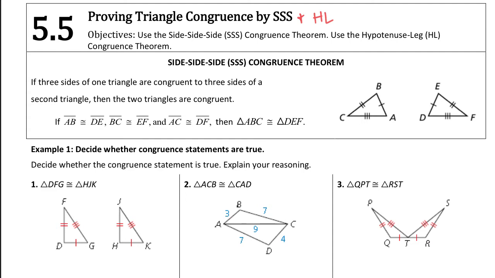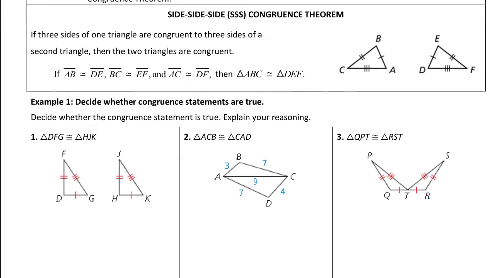The next shortcut, called side, side, side, states if 3 sides of one triangle are congruent to 3 sides of a second triangle, then the triangles are congruent. So if AB is congruent to DE, BC congruent to EF, and AC congruent to DF, if those 3 corresponding pairs of sides are congruent, then the triangles are congruent.